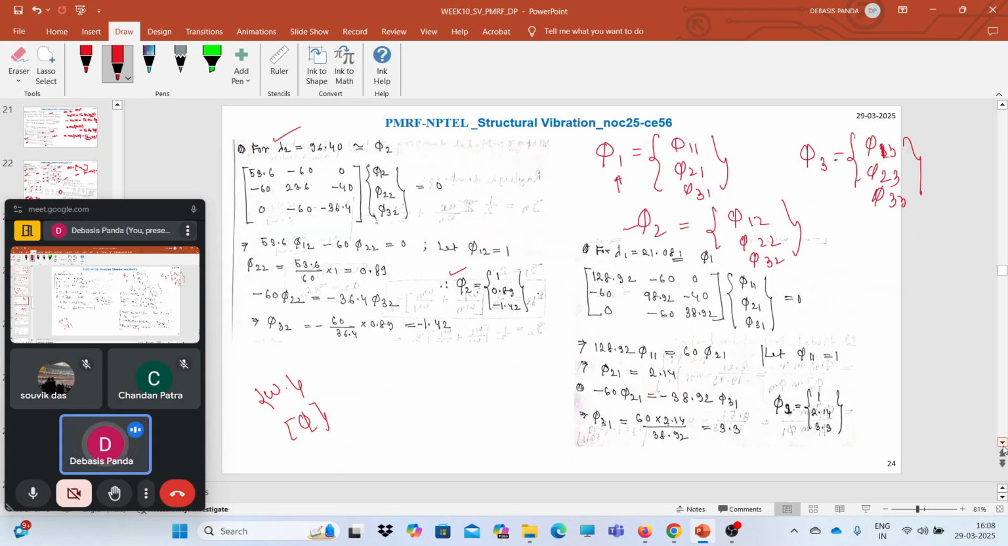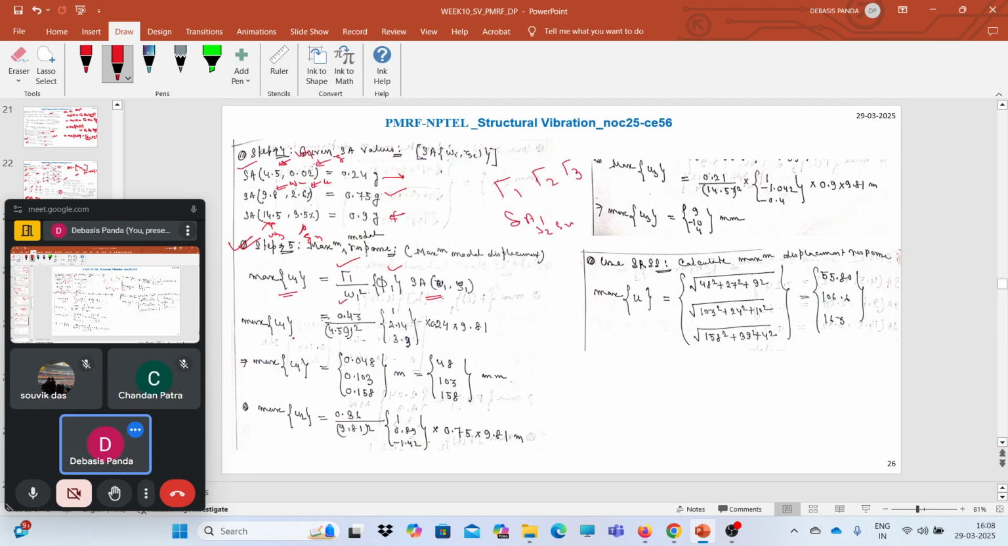Now we can easily solve it. So what will be the maximum U? This is U1 maximum, and similarly U2 maximum and U3 maximum come as this. So we have U1 maximum, U2 and U3. Now we need to add them, so we use SRSS to calculate the maximum displacement.